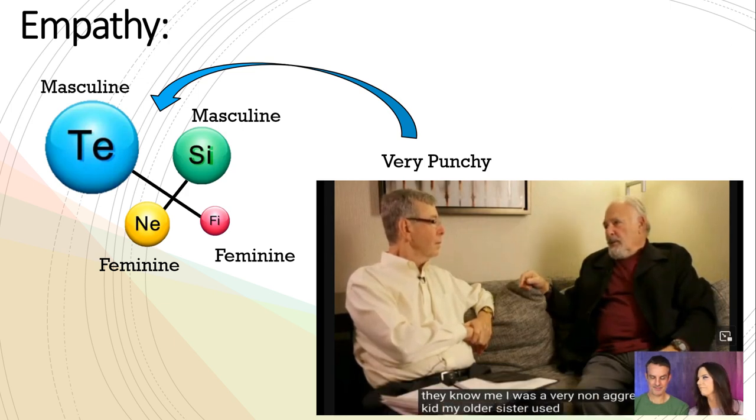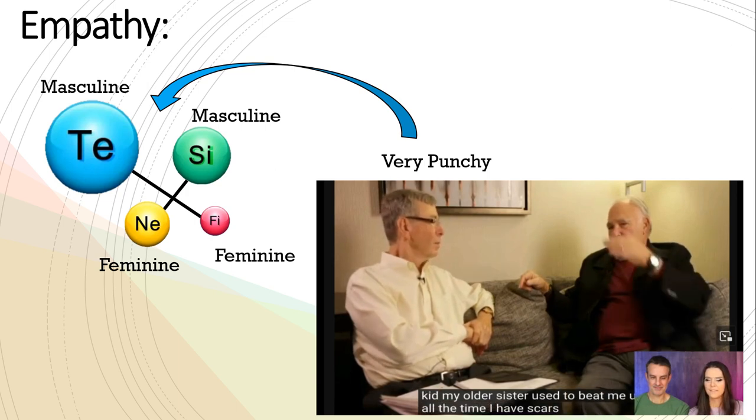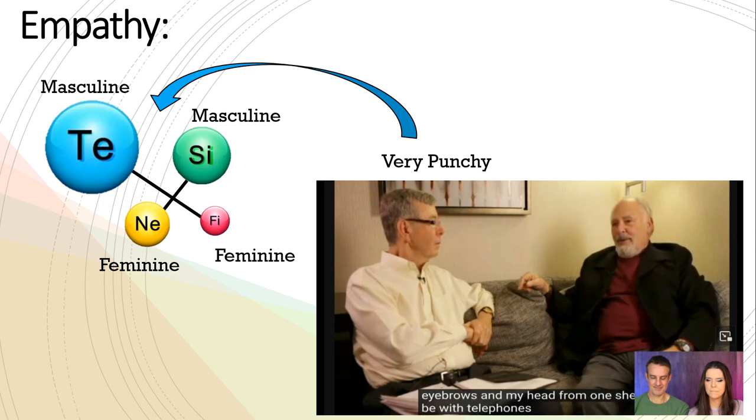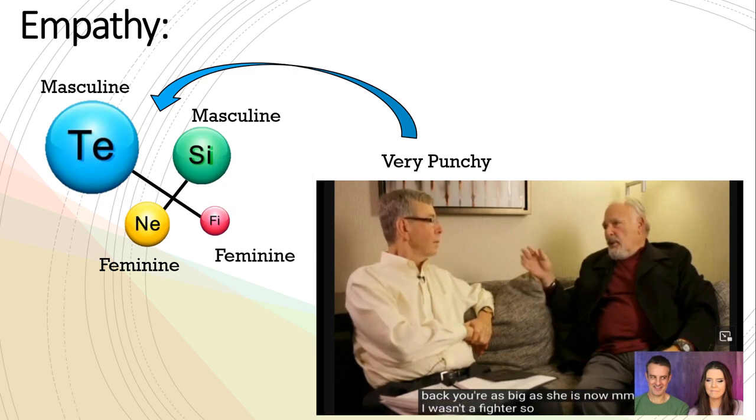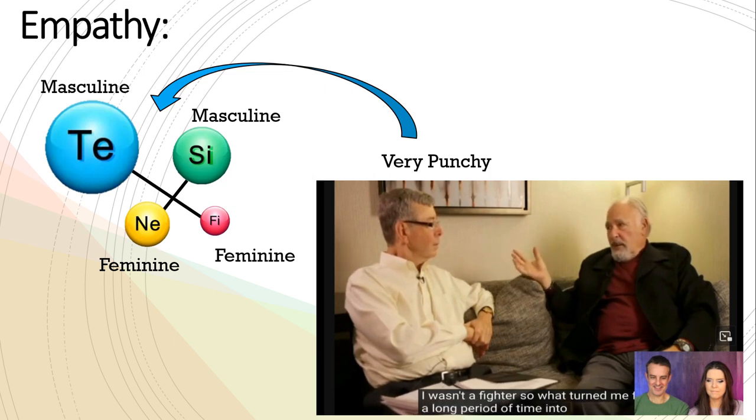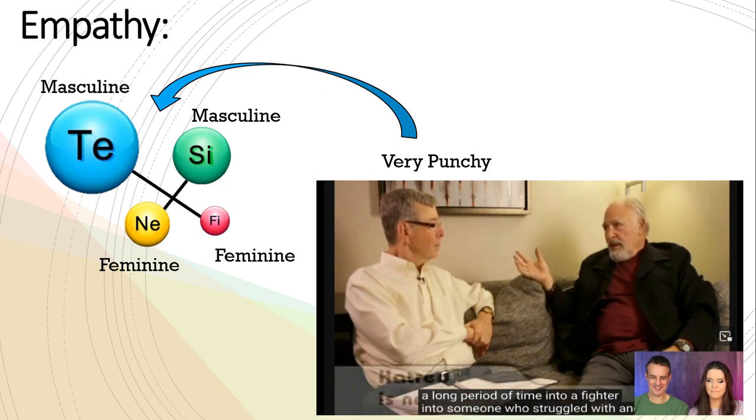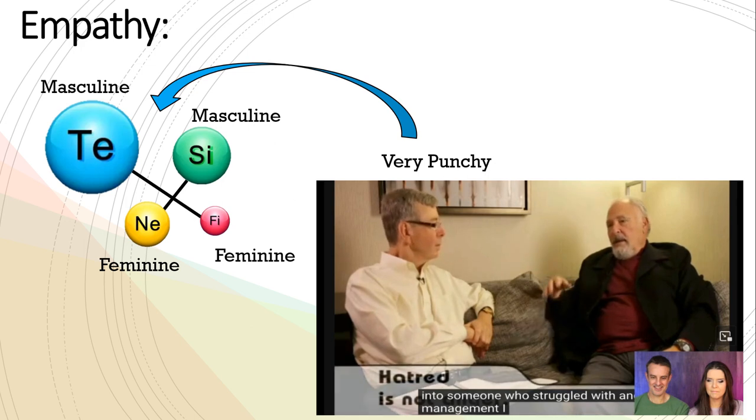I was a very non-aggressive kid. My older sister used to beat me up all the time. I have scars in my eyebrows and in my head from when she hit me with telephones and things like that. And my parents used to say, Paul, fight back. You're as big as she is now. But I wasn't a fighter. So what turned me for a long period of time into a fighter, into someone who struggled with anger management? I believe that it was the hatred that developed.